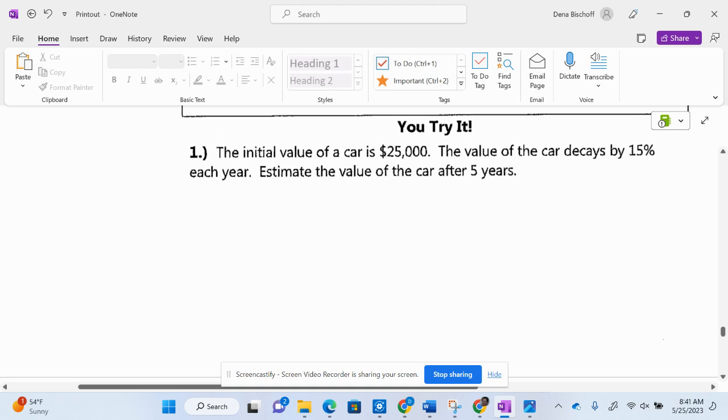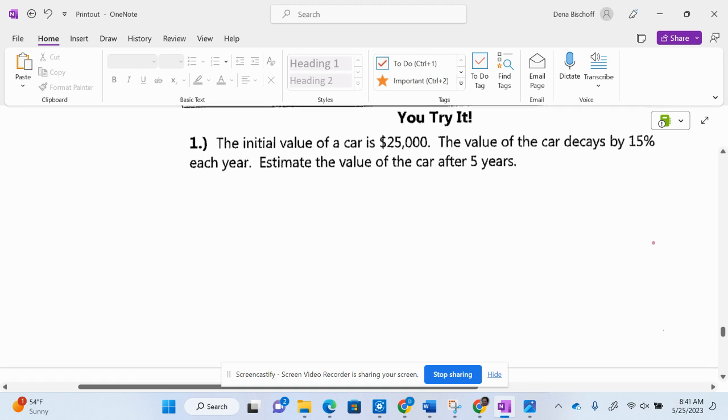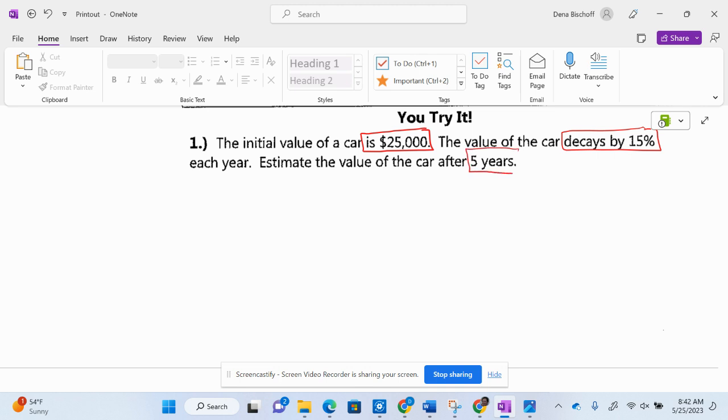Okay. So for this one, it says the initial value of a car is $25,000. The value of the car decays, meaning it's depreciating, it's losing value each year. Estimate the value of the car after 5 years. So we're using this model, Y equals A times 1 plus R to the power of T. Let's identify all of these things that I've boxed in. Let's say what variables they represent.